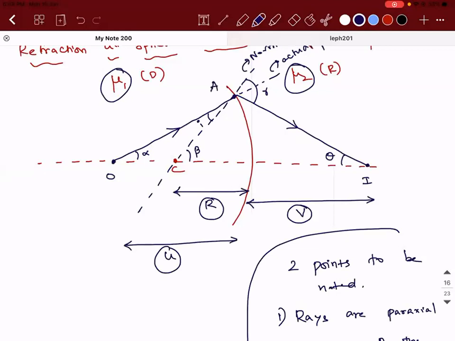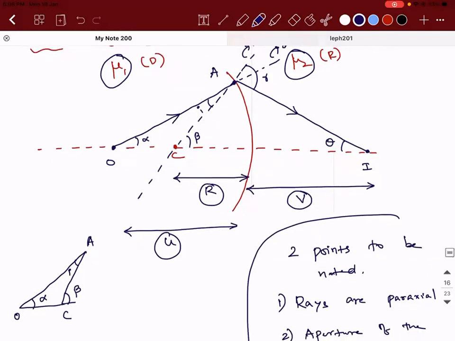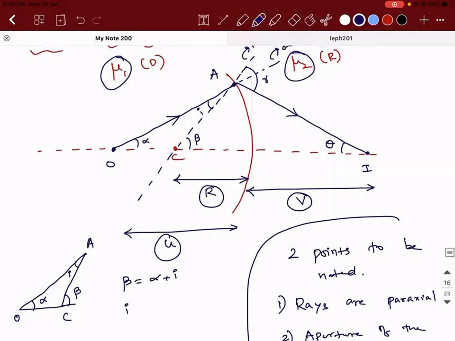Let me say this point is A. Now, if I take the triangle AOC, this is alpha, this is beta, this is I. What is the relation between all three? Beta will be equal to alpha plus I, because the exterior angle is equal to the sum of the opposite interior angles. So I will be equal to beta minus alpha. Let me call this equation number 1.